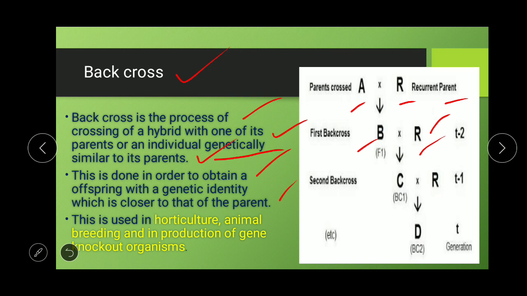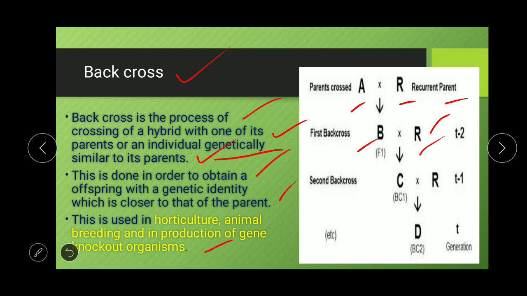For example, in case of plant products, it is having better yield. So you have to retain that genotype. So it is used to get the offspring with greater genetic identity to the parent. So it will serve our purpose. So this is used in horticulture, animal breeding and production of gene knockout organisms.